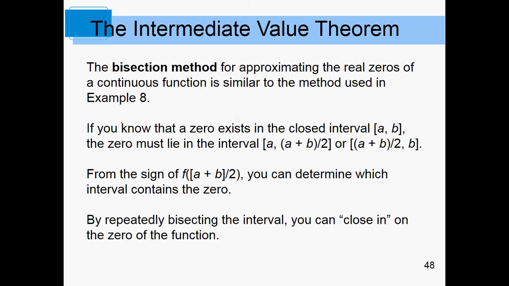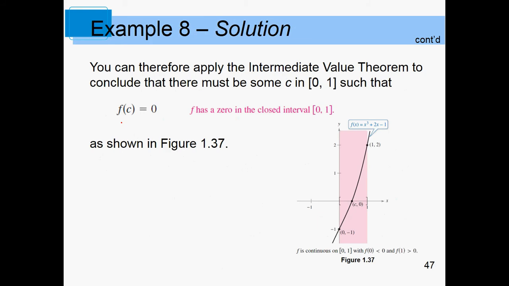Now, one of the methods that we can use if we want to actually find the zero is something called the bisection method. So I went from 0 to 1, right? From 0 to 1. That doesn't tell me where C is. It just tells me that it's got a y value of 0. I know there's a y value of 0.